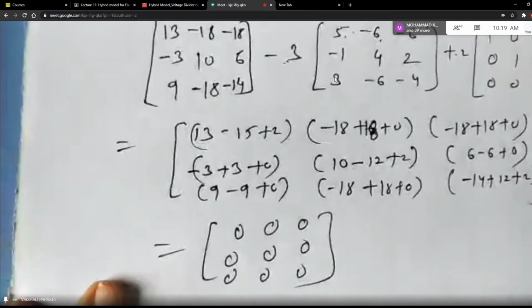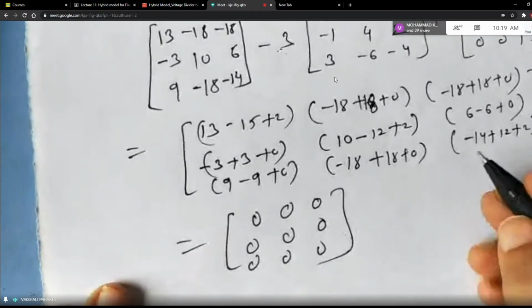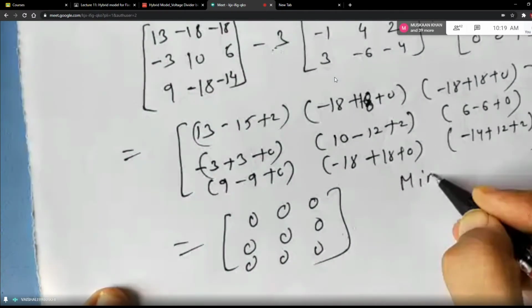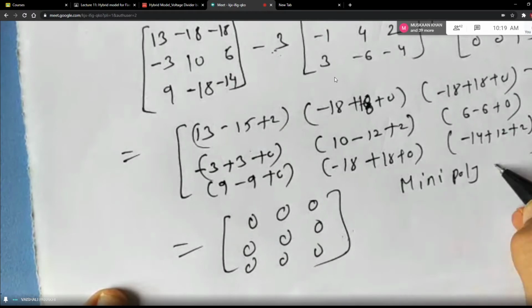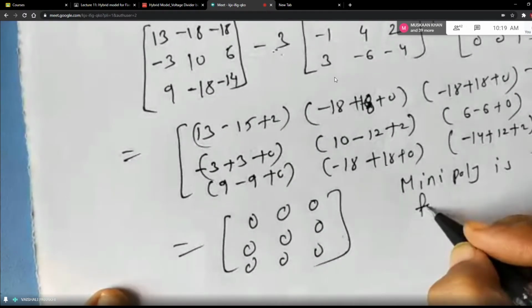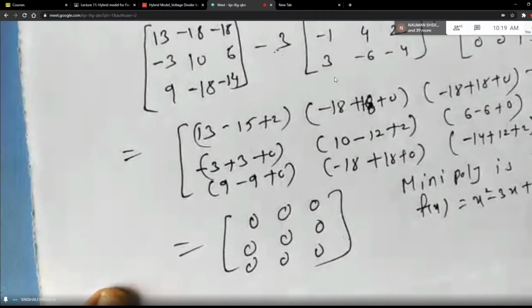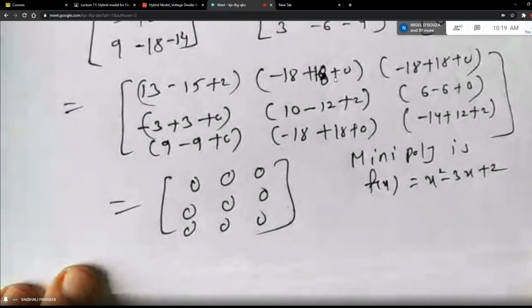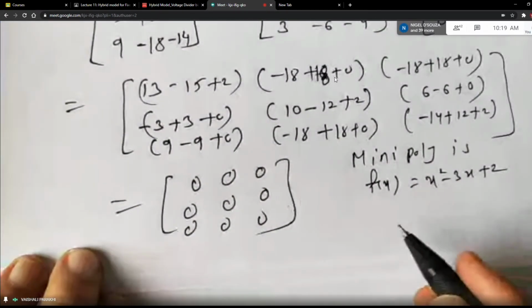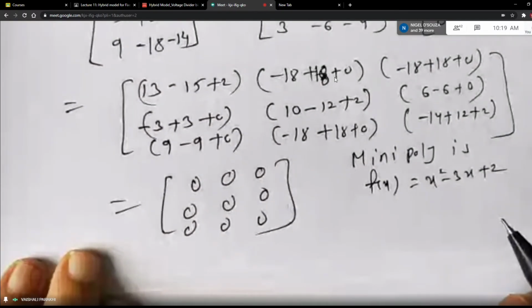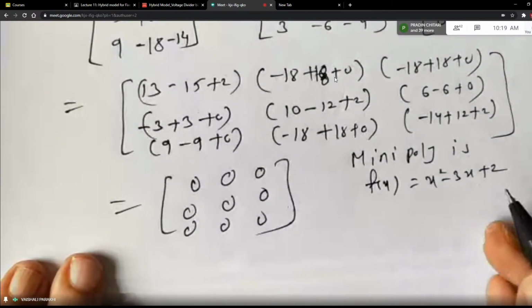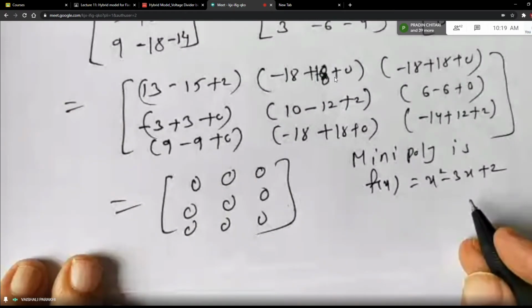Now you have two answers here. First is minimal polynomial is f of x is equal to x square minus 3x plus 2. Okay. And what else is asked? Whether it is derogatory or non-derogatory. Can you tell me whether it is derogatory or non-derogatory?